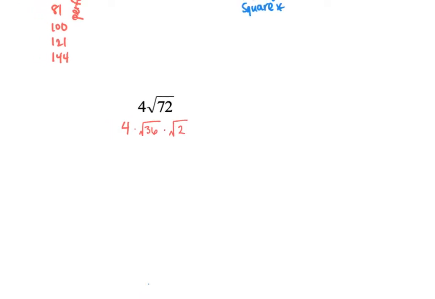Okay, then from here, the 4 comes straight down. Square root of 36 is 6. And then square root of 2 can't be simplified, so we leave it as square root of 2. Once we're here, since there's numbers on the outside, we're going to multiply these. So multiply numbers on the outside.